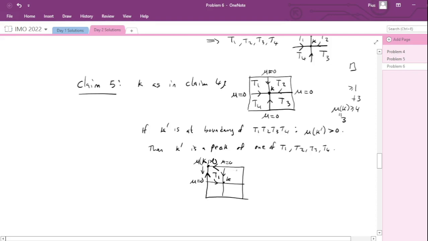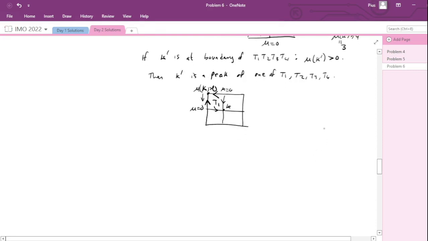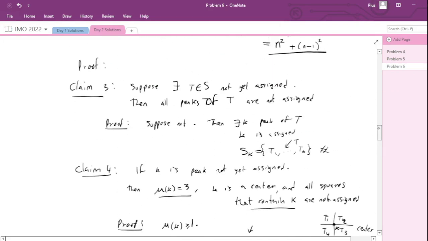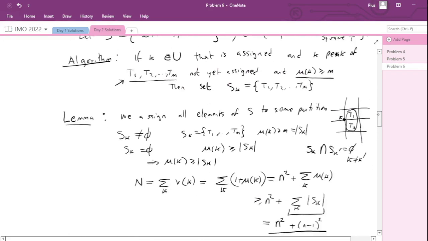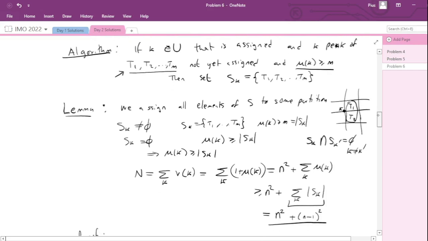So let's say T1. So this will be a clash in T1, and not just that, it has to be that T1 has 2 peaks. So that must be another peak of T1. So it's going to be another peak of at least one of this, and that brings us to the end of that part. So with this, we have the right ingredients to prove our lemma that everything is actually going to be assigned at the end of the day.